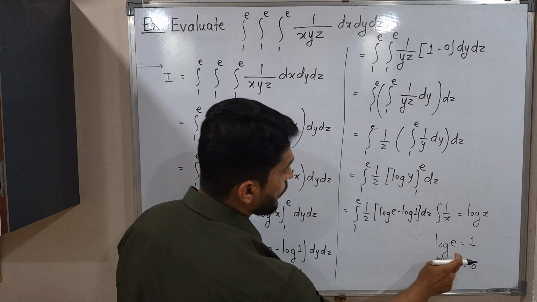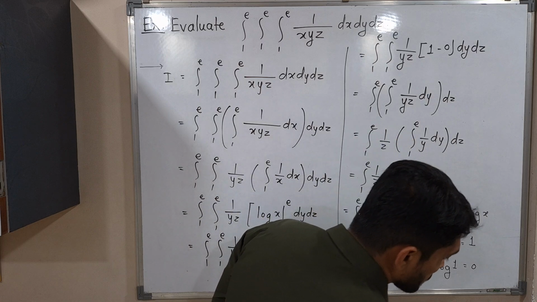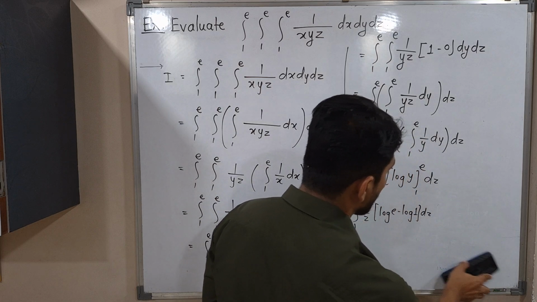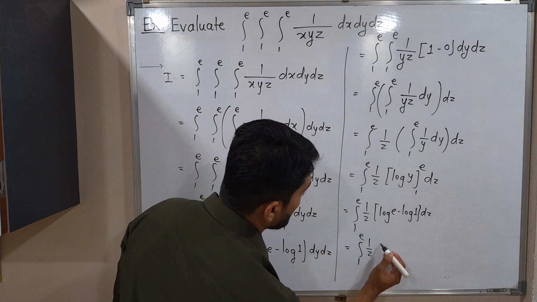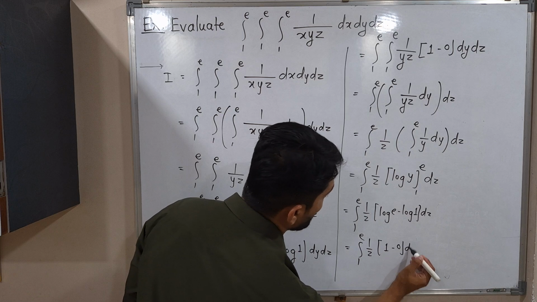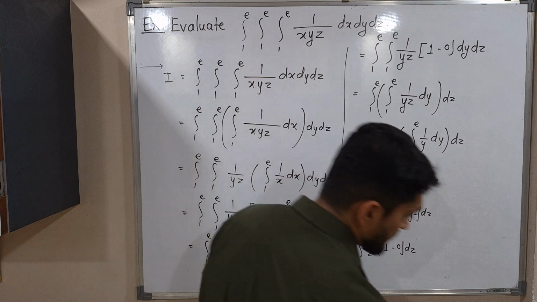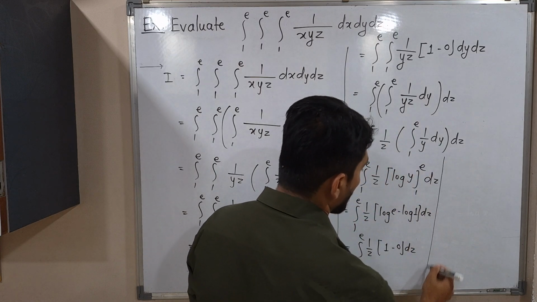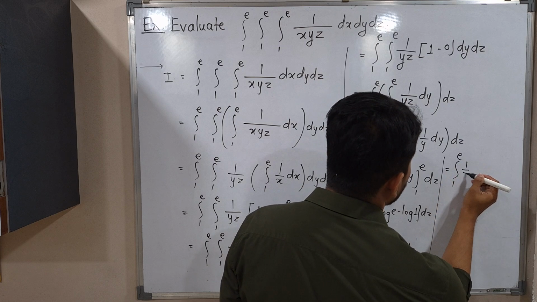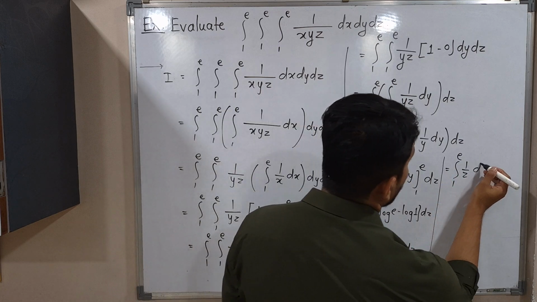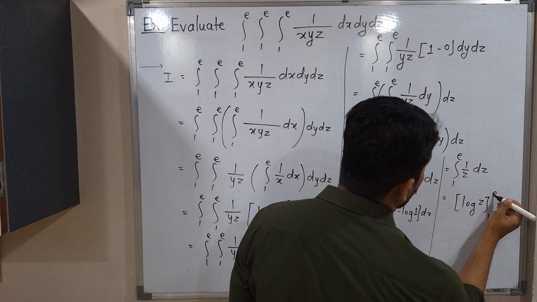We got the same values. Log e is 1 and log 1 is 0. Let us put the values again. So this is equal to the integral 1 to e of 1 by z, (1 minus 0), dz. 1 minus 0 is 1, and 1 into anything is the same, so 1 by z will be there. So the integral 1 to e of 1 by z dz. The integration of 1 by z is log z, no need to say now since you are familiar with the formula.